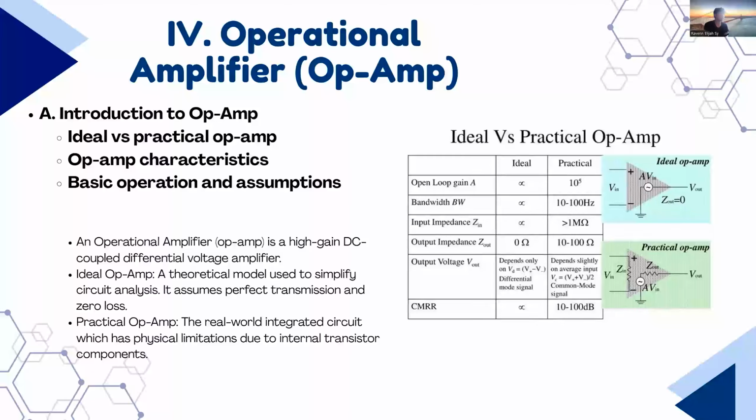Ideal op-amp characteristics: open loop gain is infinite, bandwidth is infinite, input impedance is infinite. But the practical is only 5 raised to 10, bandwidth is 10 to 100 hertz, and 1 mega. These are the differences between the ideal and practical op-amp characteristics.